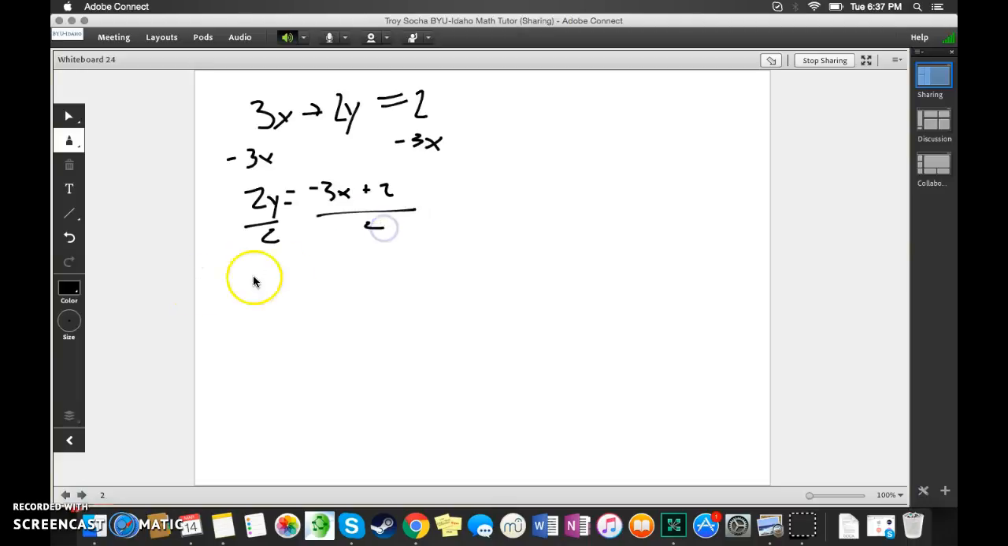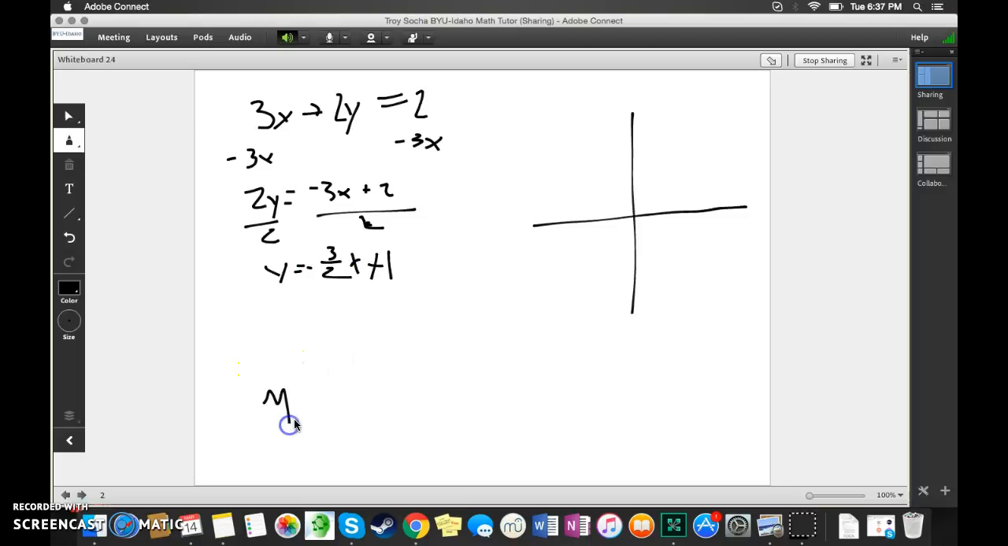Divide by 2. Plus 1. All right. Now let's do something with this equation. You can see how the slope changes it. So this is our slope, m equals negative 3 over 2, which is rise over run.